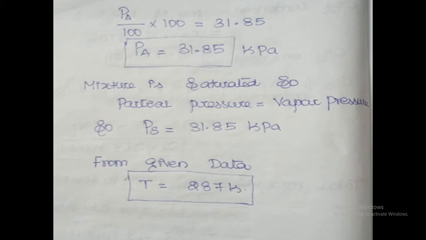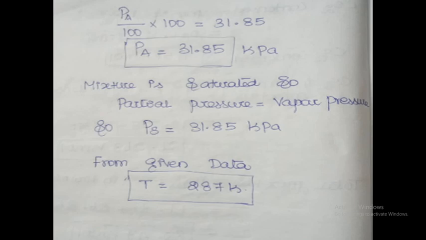Okay. So here this pressure is called the vapor pressure. Why? Because in this condition only 40% of CS2 is condensed out, which means the mixture is saturated at this pressure only. So that's why partial pressure is equal to vapor pressure. Why? Because this is a saturation condition. That's why PA is equal to PS, 31.85 kilopascal. So here we have the vapor pressure value 31.85 kilopascal.